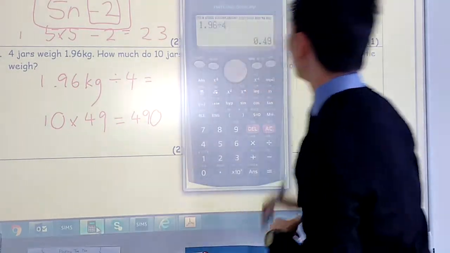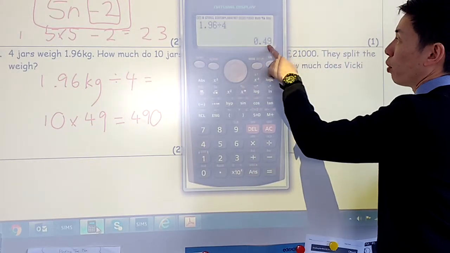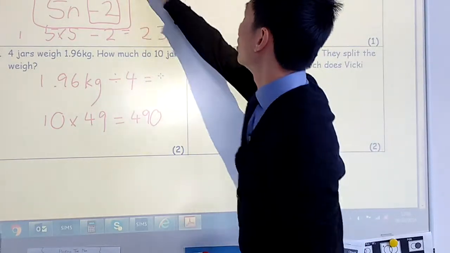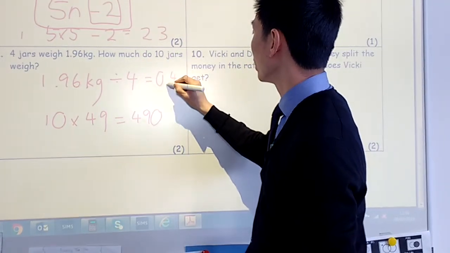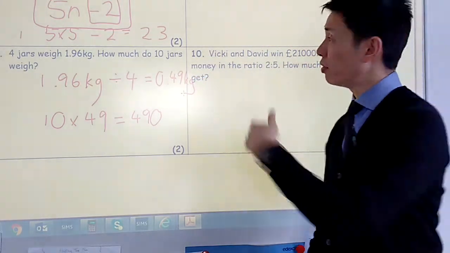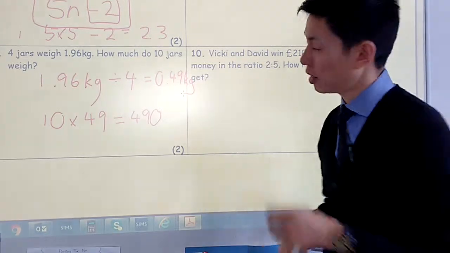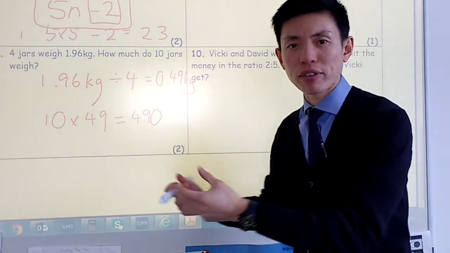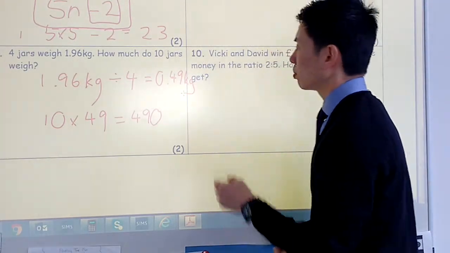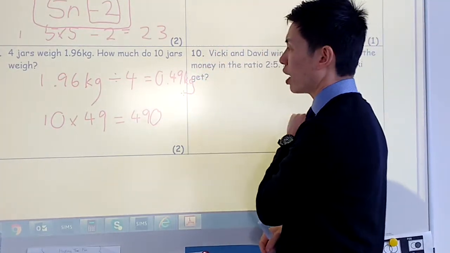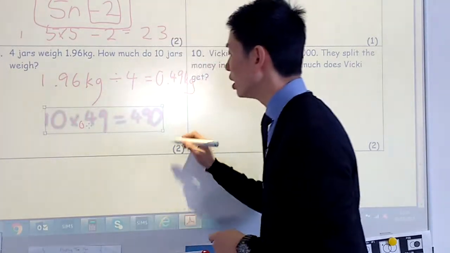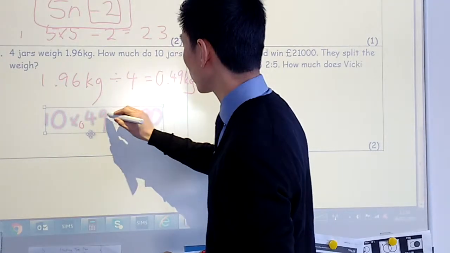So you get 0.49 kilograms. So 0.49 kilogram for 1 jar. Okay. I mean, I normally with numbers, I always think of them as money. It makes it more real life, and it makes solving the problem more enjoyable. Okay, so this is 0.49 kilogram. So which means you have to do 10 times 0.49 kilogram. Now, just before I continue, let's get rid of this.